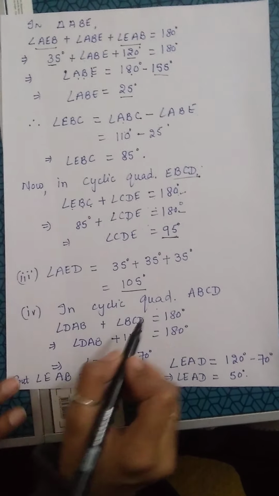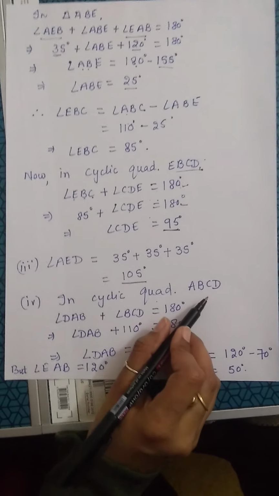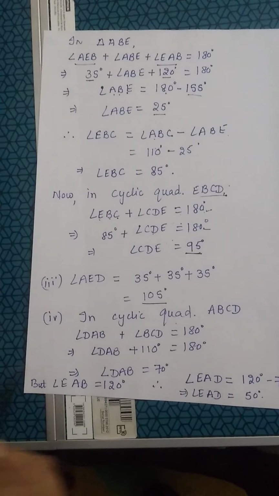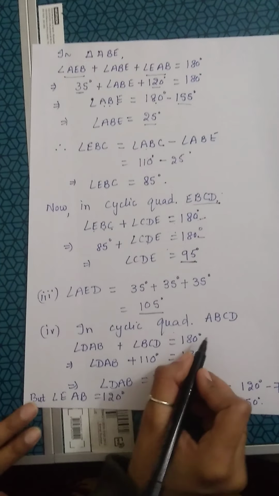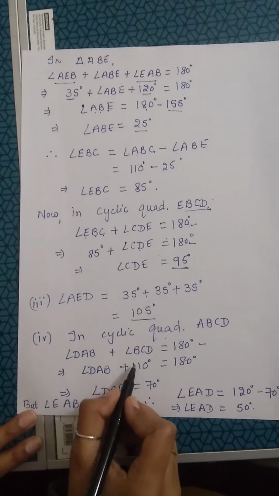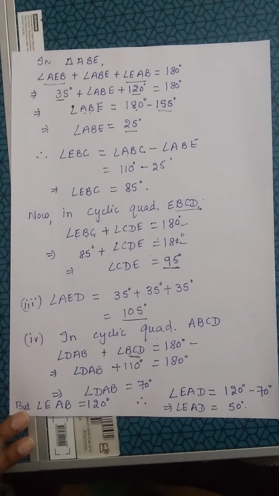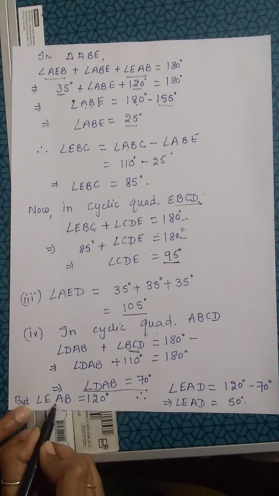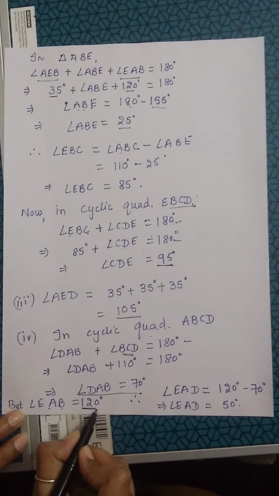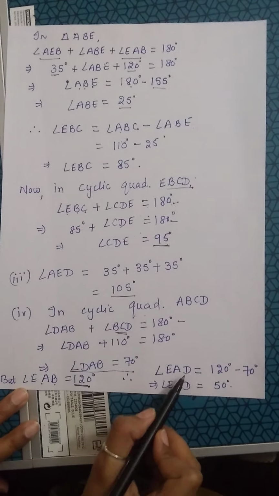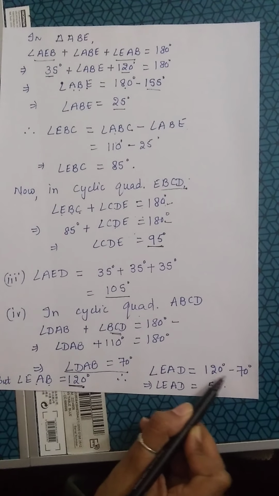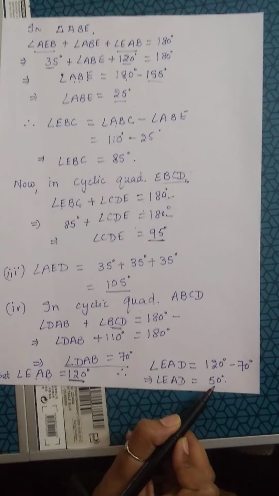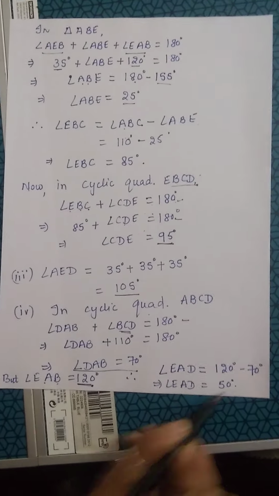Fourth part, in cyclic quadrilateral ABCD, we will be taking this cyclic quadrilateral. Angle DAB plus angle BCD is 180 degrees. BCD we already got as 110 degrees. Therefore angle DAB is 70 degrees. But angle EAB is given to be 120 degrees. Therefore EAD will be equal to 120 minus 70 degrees, that means 50 degrees. So this is how we get the value of angle EAD.